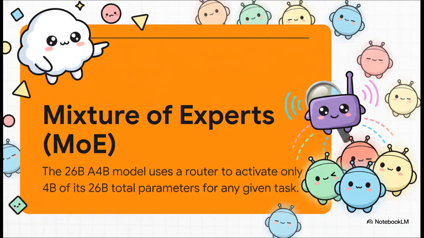So let's start with the 26B model. It uses that first approach, the mixture of experts. It has a staggering 26 billion parameters in total. But, and here's the genius part, for any one task, a little router only fires up 4 billion of them, picking the best experts for the job. You get the performance of a giant model, but at a fraction of the cost.